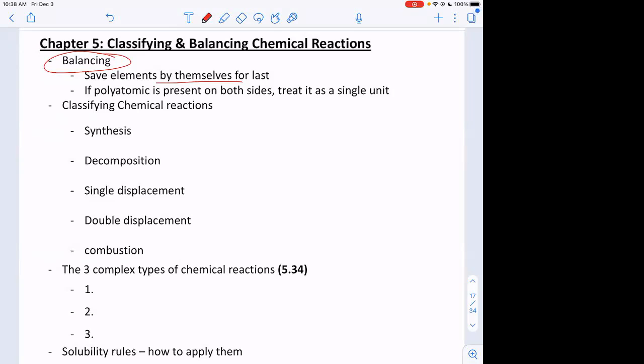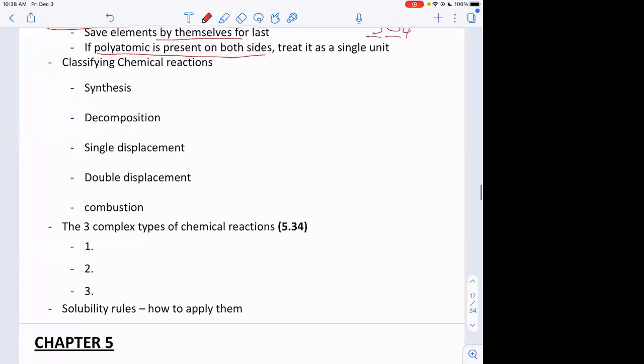And then if you have a polyatomic present on both sides, which you'll have the polyatomic ion chart for the exam, you treat it as a single unit. So if you have sulfate on both sides, you don't have to balance the S and the O separately. You can balance it just as units of sulfate. 1 sulfate, 2 sulfates, whatever.